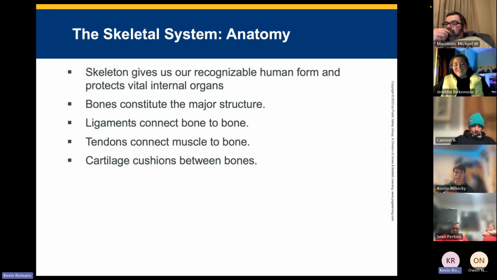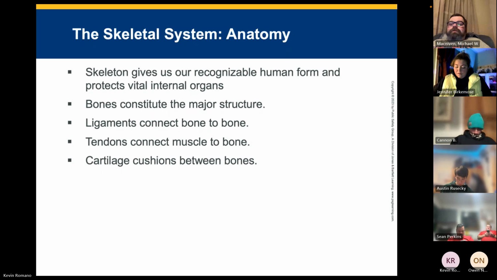All right. Let's talk about the skeletal system. Everybody can see my screen okay? Perfect. All right, so the skeletal system anatomy. A lot of this stuff we're going to see right now is going to be review with some additions to AEMT. So the skeletal system anatomy: the skeletal system gives us a recognizable human form and protects our vital internal organs.